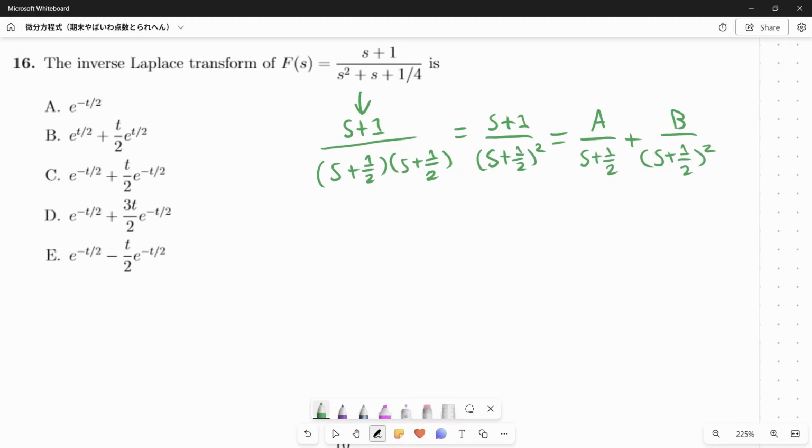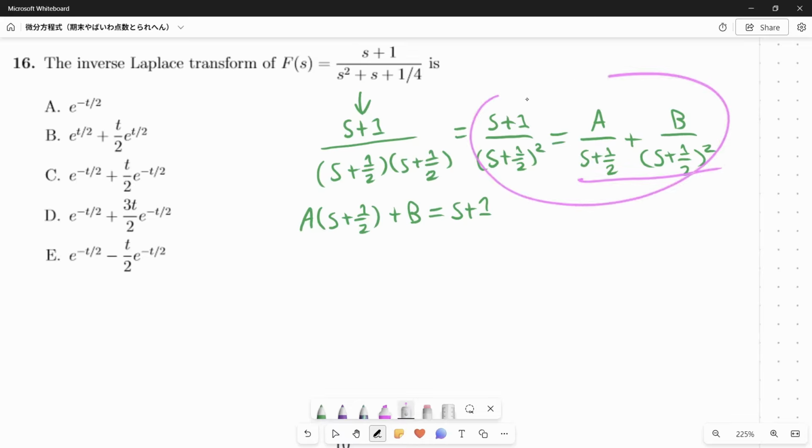So to do that, recall that in order to solve for A and B, you want to set up an expression where you multiply each of these terms by your original expression, multiplying it by the denominator. And so when you do that, you should end up with an expression that takes the form of A times (s plus 1/2) plus B is equal to just s plus 1. And the reason why it looks like this is because when we distributed this term with these things, this is going to cancel out, and then this is also going to cancel out when you simplify everything out, and so you end up with something that looks like this.